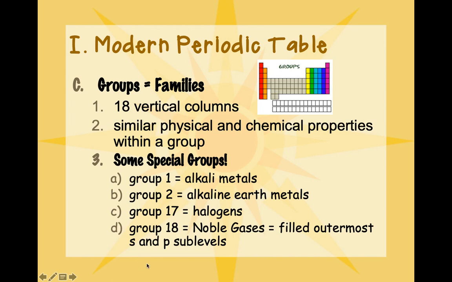Why do they have 8 valence electrons? Because their S and their P sublevels are filled. Those would always be valence electrons.